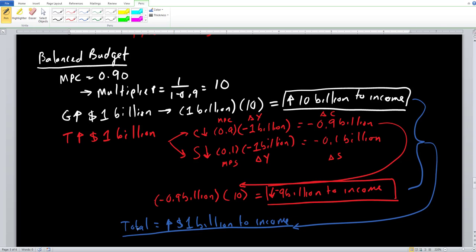We'll finish up the full aggregate expenditures model by adding in our final variable, net exports, and see exactly how that's going to change our equilibrium in the next video.